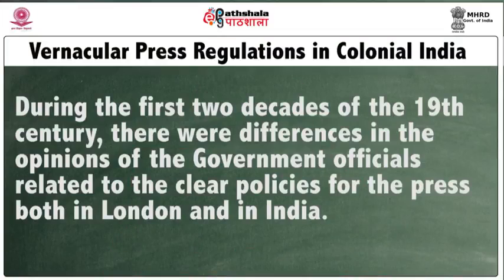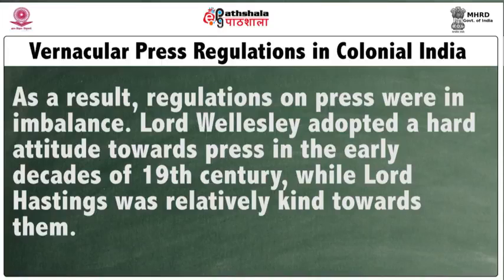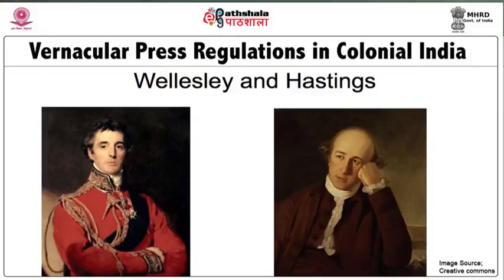During the first two decades of the 19th century, there were differences in the opinions of the government officials related to the clear policies for the press, both in London and in India. As a result, regulations on press were in imbalance. Lord Wellesley adopted a hard attitude towards the press in the early decades of the 19th century, while Lord Hastings was relatively kind towards them. This sort of warm and cold attitude continued towards the press.